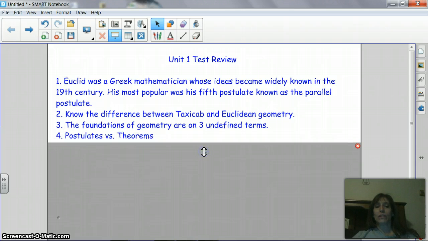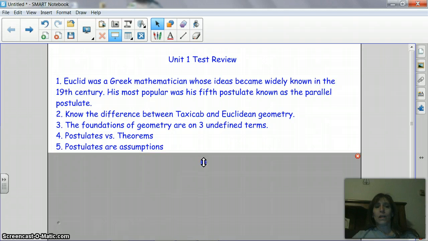Alright. The next one is postulates versus theorems. Theorems are, everyone just knows that they are true. Postulates are assumed to be true, although they have not actually been proven. Theorems have been proven. Alright, like I said, postulates are assumptions. They haven't been proven, but everybody just assumes that they're true.